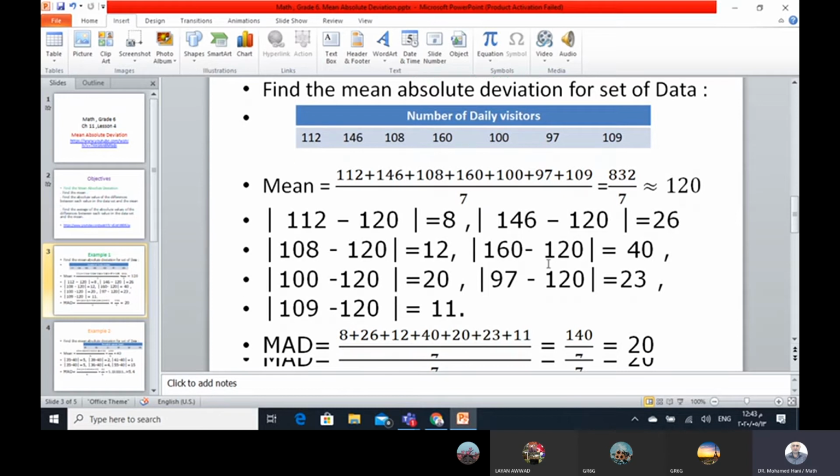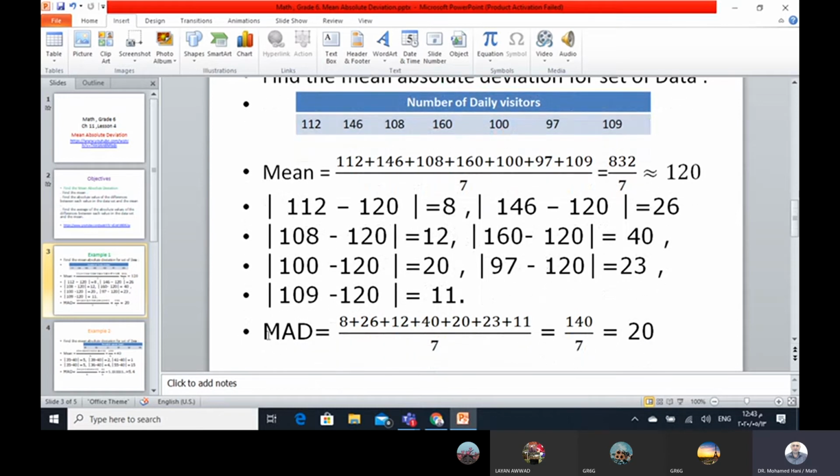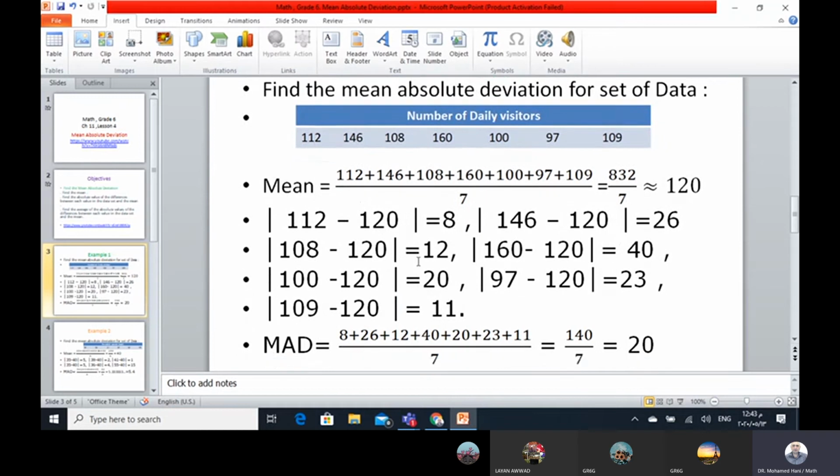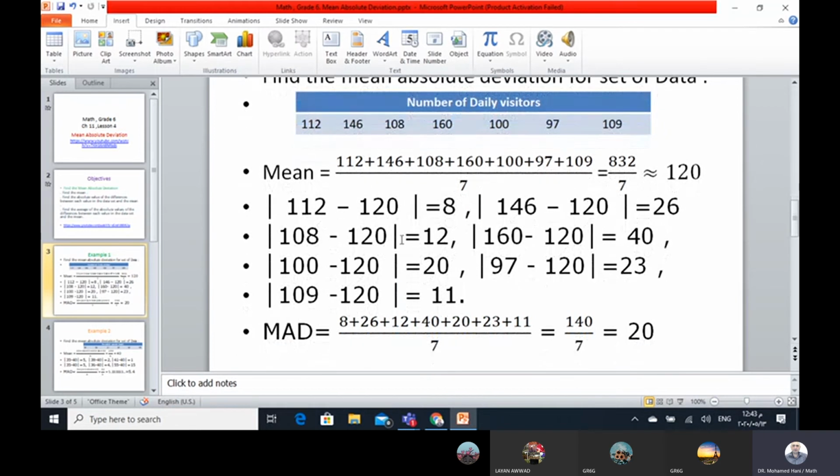The third step, find MAD. What's the meaning of MAD? MAD is the symbol of mean absolute deviation. How to find MAD? Find the average for all numbers here. The average has the same meaning as the mean.